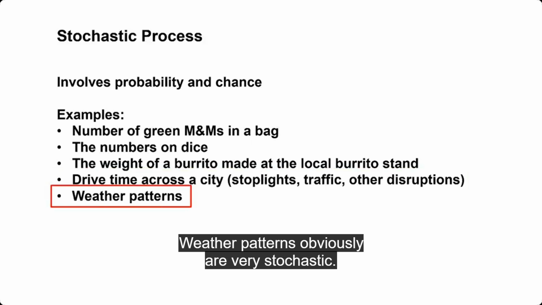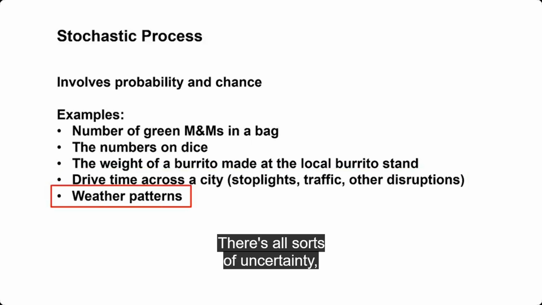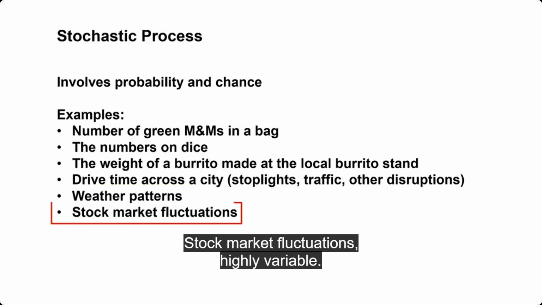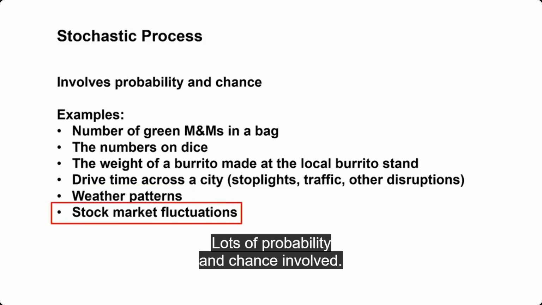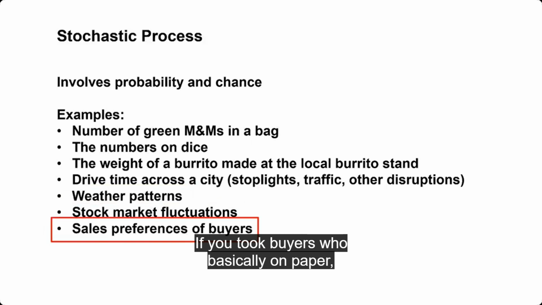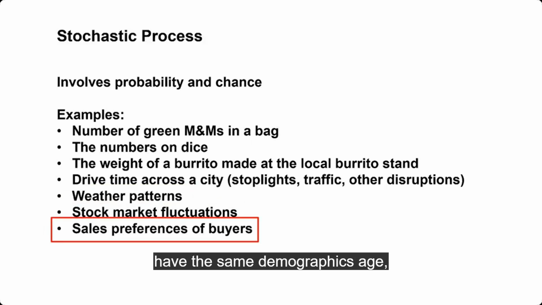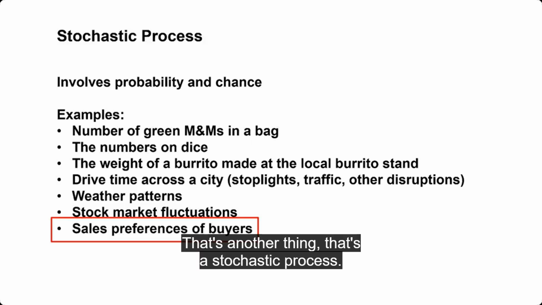Weather patterns obviously are very stochastic. There's all sorts of uncertainty, probability, and chance involved with those. Stock market fluctuations, highly variable, lots of probability and chance involved. And if you took buyers who basically on paper look exactly the same, have the same demographics, age, salary, sales preferences are going to be completely variable. And so that's another thing that's a stochastic process.